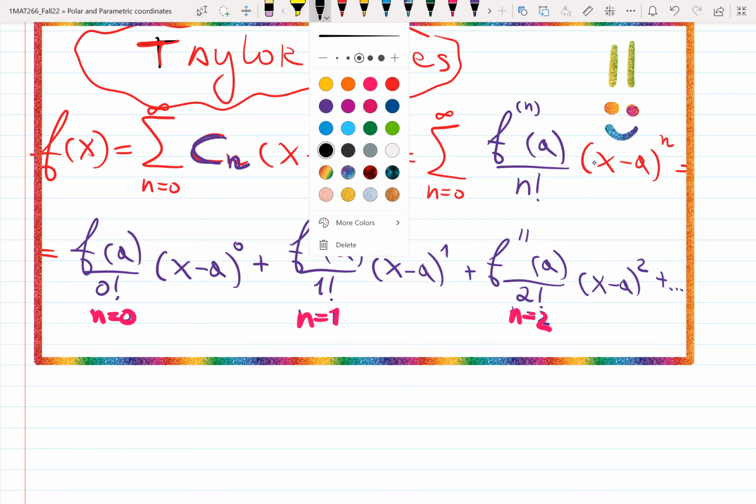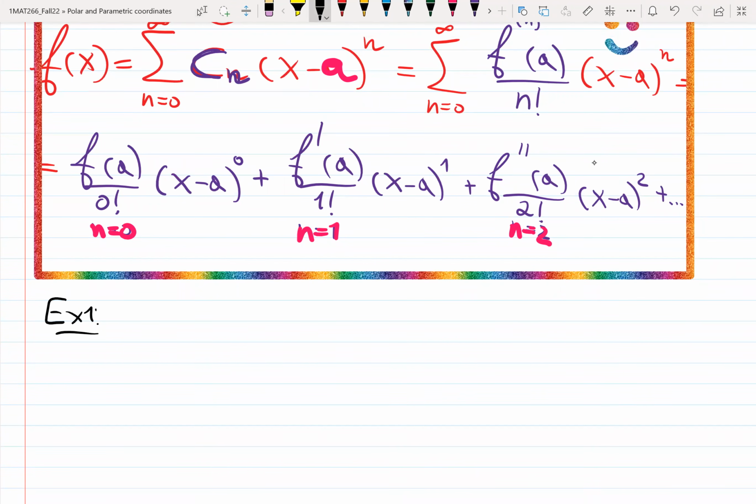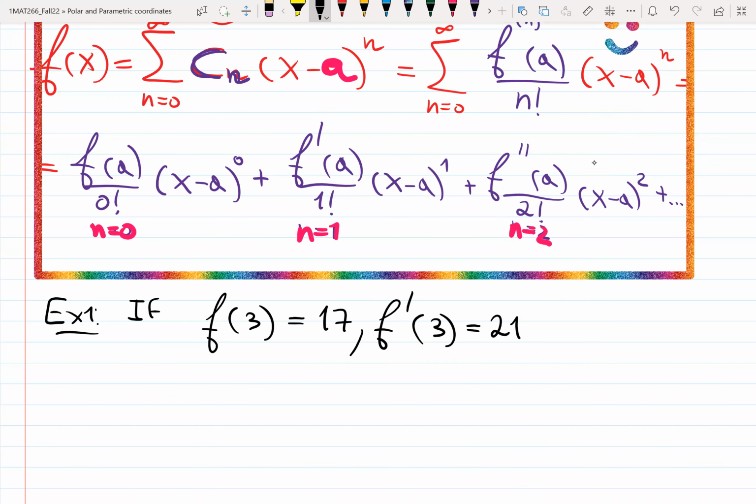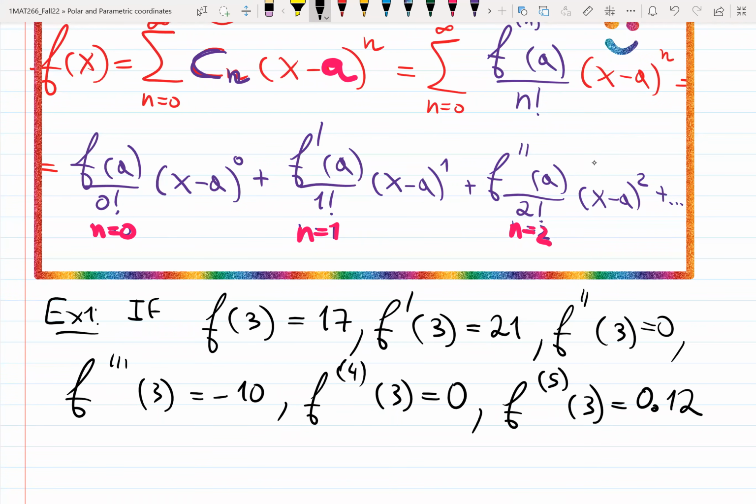For example, example 1. Find a Taylor series for the function f of x if we know that f original at 3 is 17, the first derivative at 3 is 21, the second derivative at 3 is 0, the third derivative at 3 is minus 10, and the fourth derivative, in parentheses already since we don't do prime, at 3 is 0, and the fifth derivative at 3 is 0.12. That is a data collection.